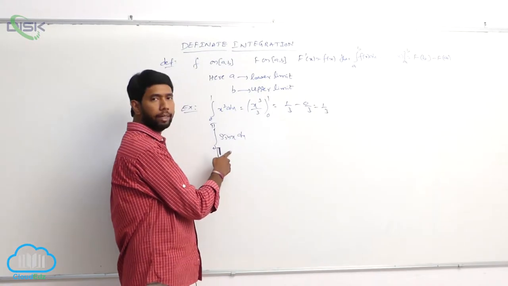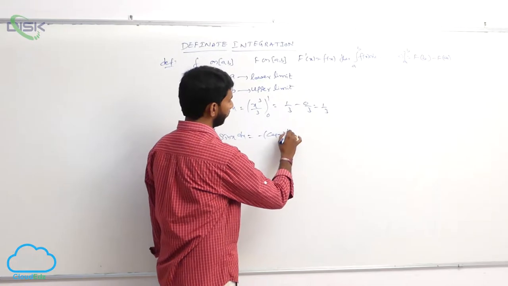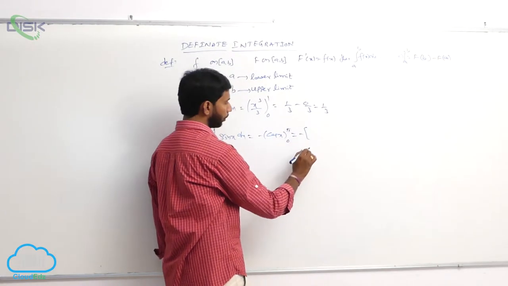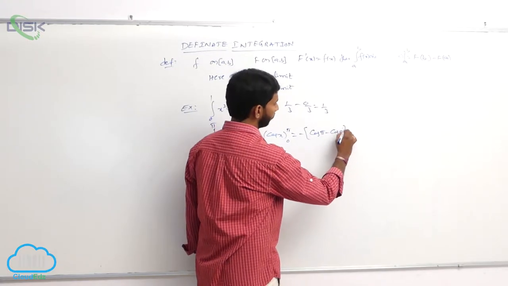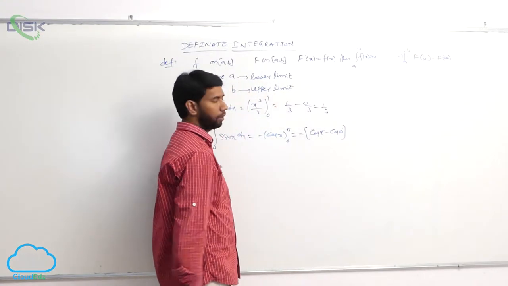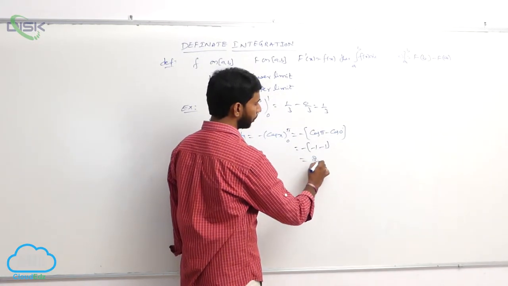Here the integral of sin x is minus cos x. The limits are 0 to pi, that is minus of first substitute the upper limit, cos pi minus cos 0. Here cos pi value is minus 1 and cos 0 value is 1. It is equal to 2.